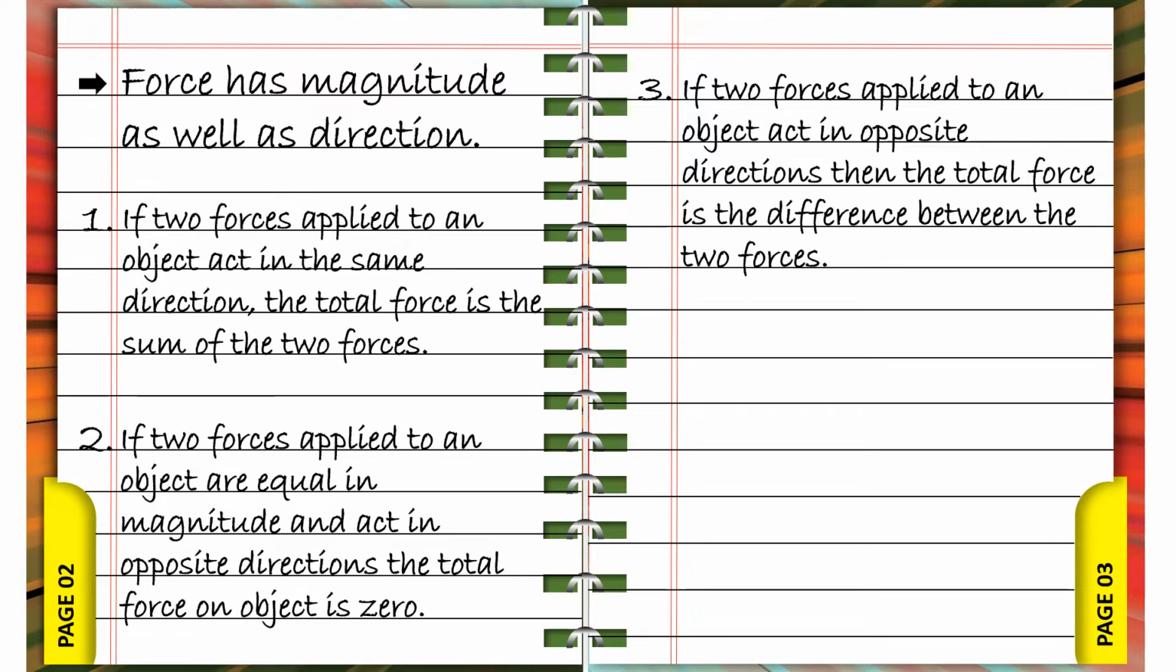If two forces applied to an object act in opposite directions, then the total force is the difference between the two forces because one of the forces will be greater than the other, so their difference will be the net force.